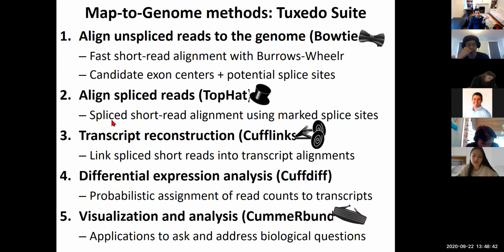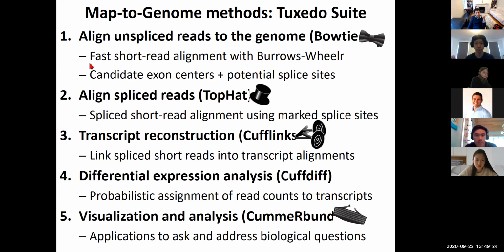So that's the second part. That's where TopHat comes in, where you want to align spliced short reads using particularly marked splice sites. You then want to reconstruct the transcripts, and that's where Cufflinks comes in, where you link these spliced short reads into transcript alignments. And then what CuffDiff and CummeRbund do is differential expression analysis with probabilistic assignment of the read counts to the transcripts, and eventually visualization and analysis to address biological questions using all of that. Okay? So who's with me so far on the rough organization of this pipeline?